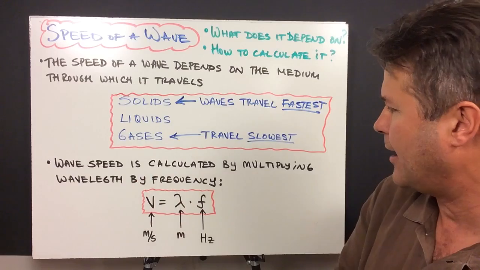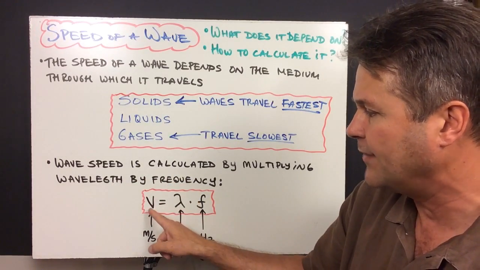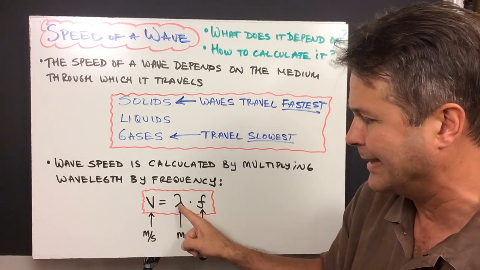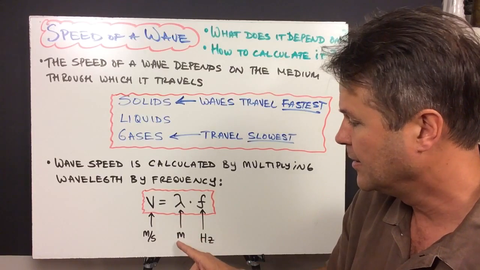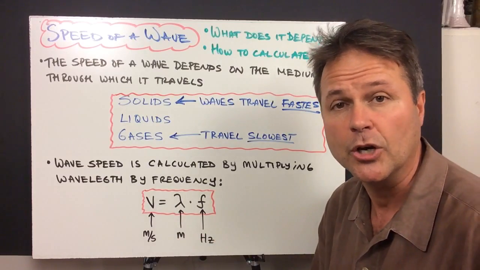Now, wave speed can be calculated by multiplying the wavelength by the frequency. So wave speed measured in meters per second is equal to lambda, the Greek letter lambda, measured in meters, multiplied by frequency, which is measured in hertz.